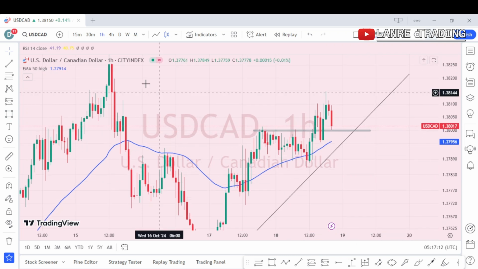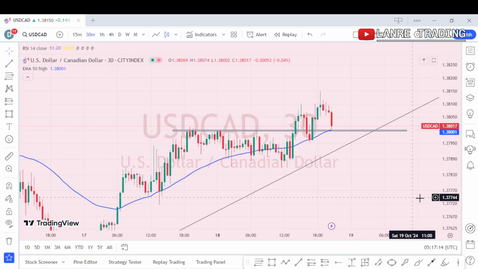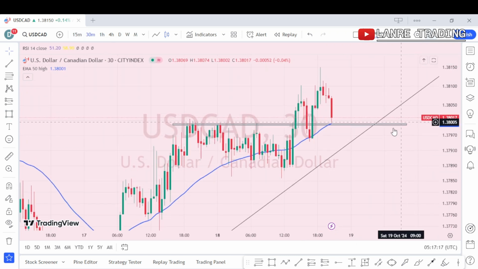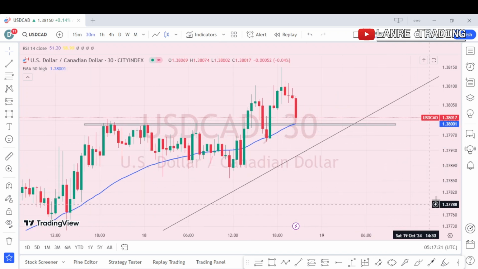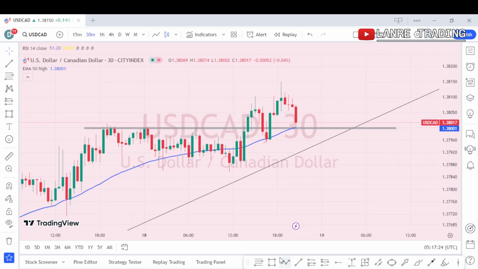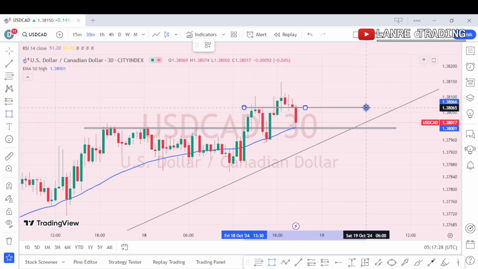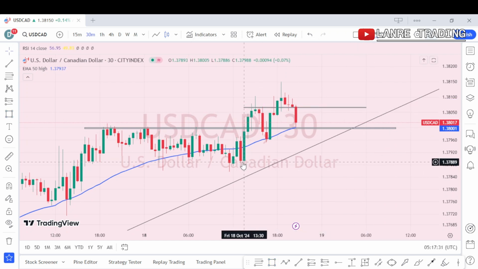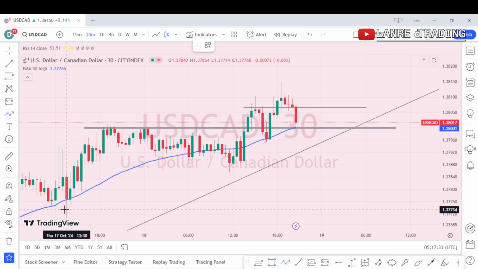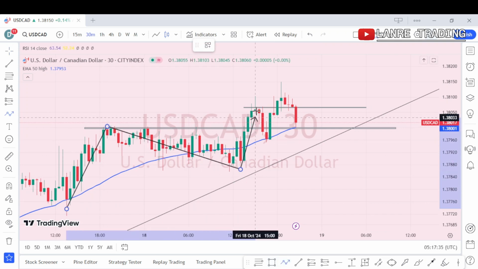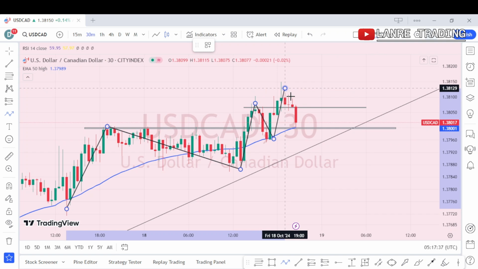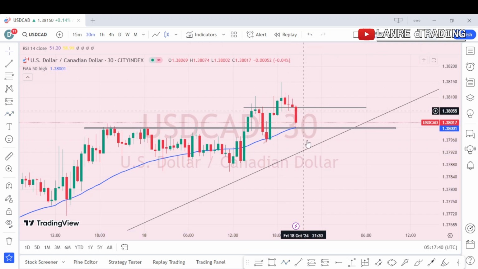Let me scale down to 30 minutes. This is an entry right about here, and another entry somewhere right about here. This is a series of entry lows.